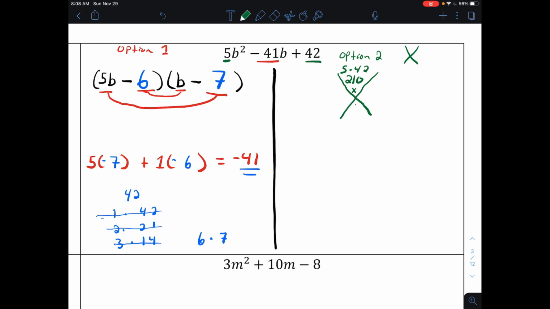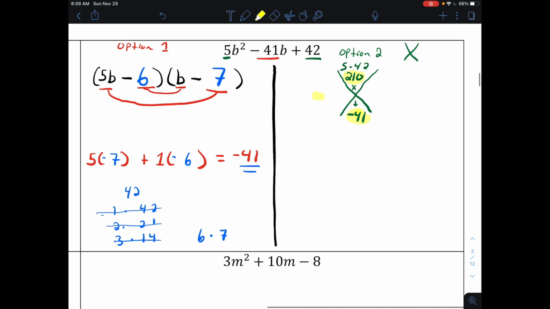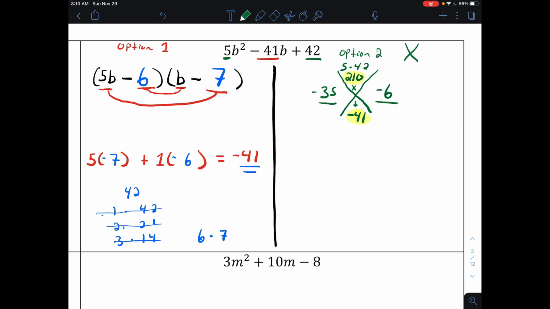Now I still want to add together to make that number in the middle, which in this case is negative 41. So I'm trying to figure out what times what is 210 that adds together to make negative 41. That's the hardest part, to figure out what these two numbers are going to be. And we wind up having negative 35 times negative 6. So negative 35 and negative 6 will add together to make negative 41. They'll multiply together to make positive 210.